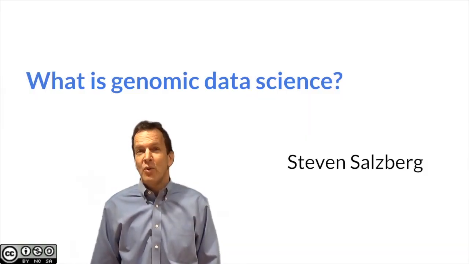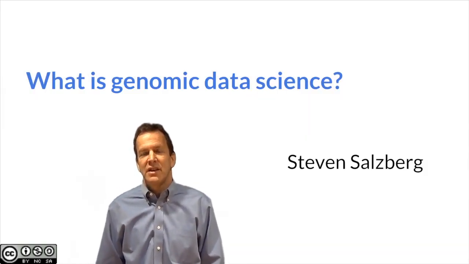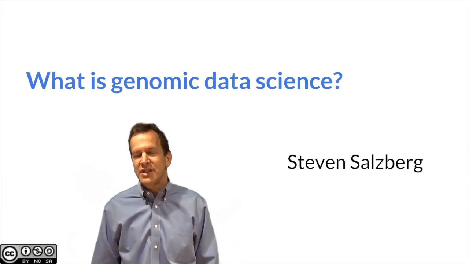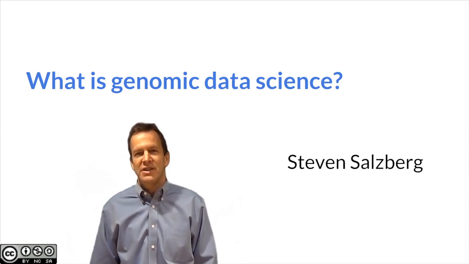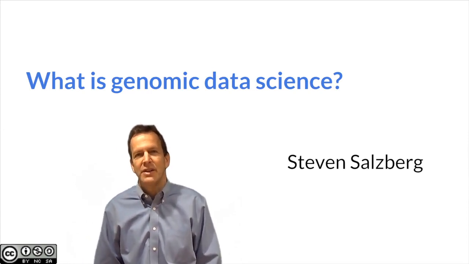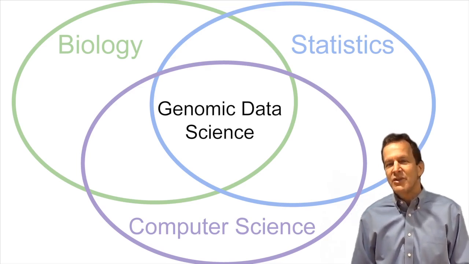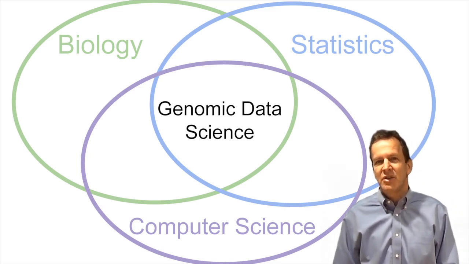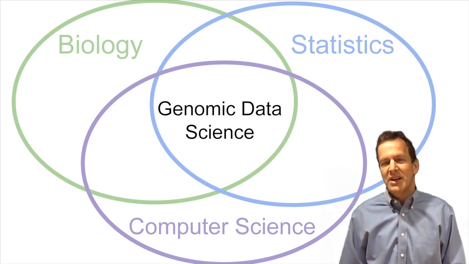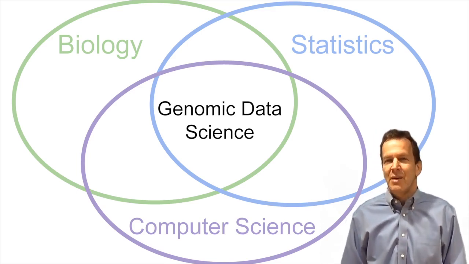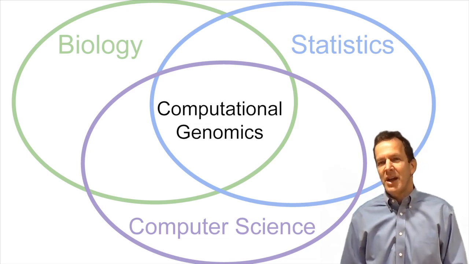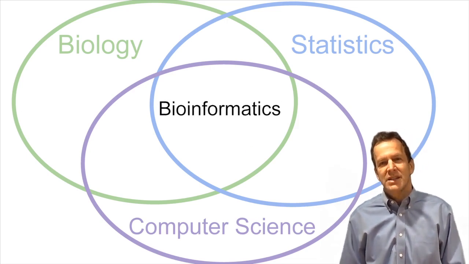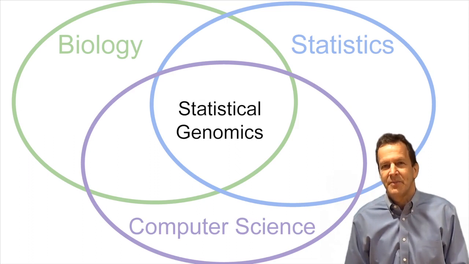So this lecture is about what genomic data science is. I'm going to try to quickly introduce the major disciplines that comprise genomic data science and tell you what we consider to be part of it. Genomic data science is in the intersection of biology, statistics, and computer science. We're calling it genomic data science, but it actually goes by many other names, some of which you might have heard, such as computational genomics, computational biology, bioinformatics, or statistical genomics.